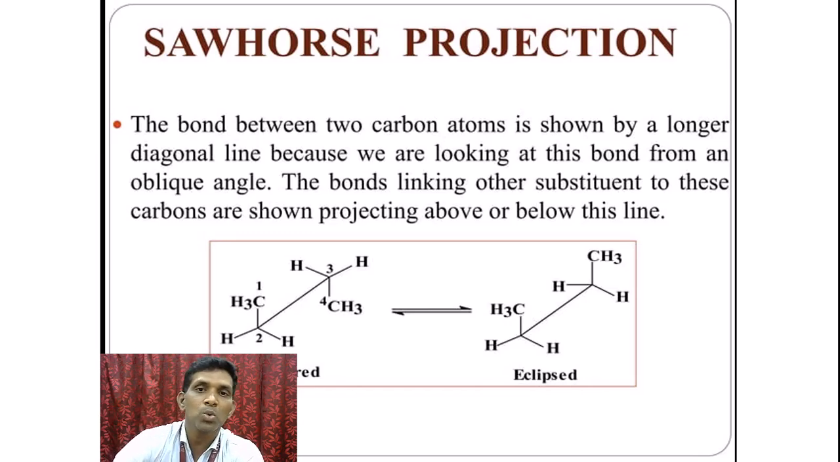So the bond between two carbons is shown by a stronger diagonal line because we are looking at this bond from an oblique angle. The bonds linking other substituents to this carbon are shown projecting above and below this line. So this is the sawhorse projection.